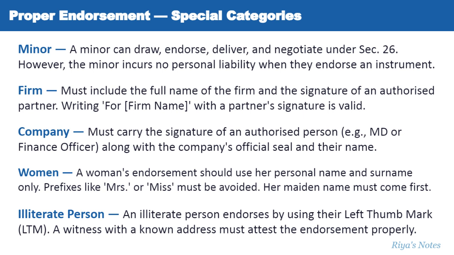Company. Must carry the signature of an authorized person, e.g., MD or finance officer, along with the company's official seal and their name. Women. A woman's endorsement should use her personal name and surname only. Prefixes like Mrs. or Miss must be avoided. Her maiden name must come first. Illiterate person. An illiterate person endorses by using their left thumb mark, LTM. A witness with a known address must attest the endorsement properly.